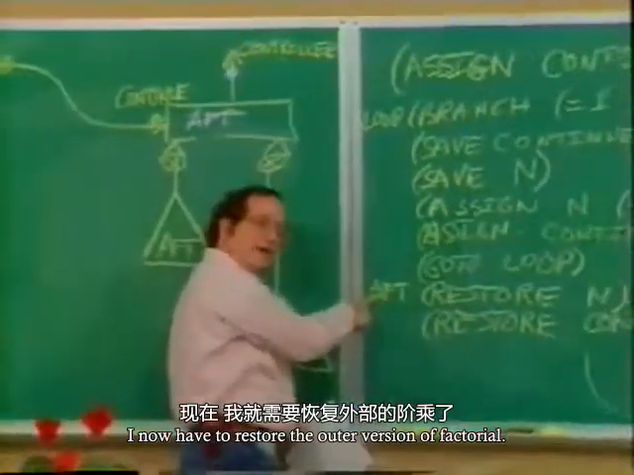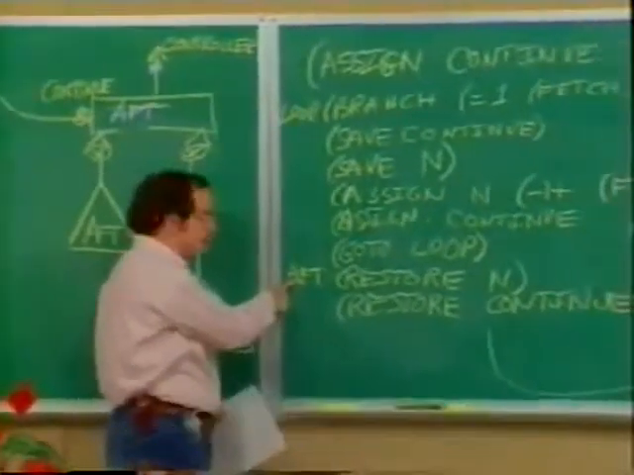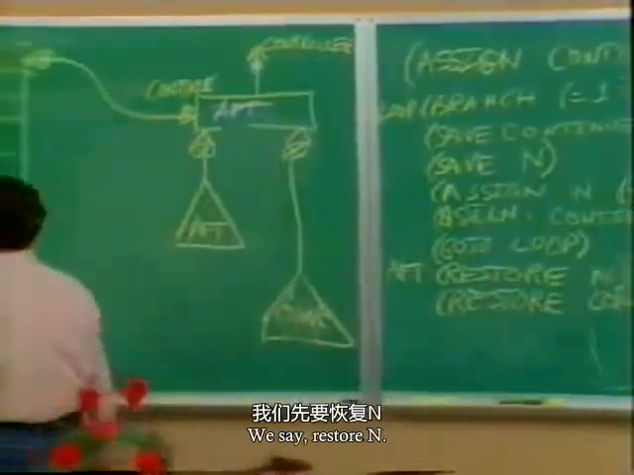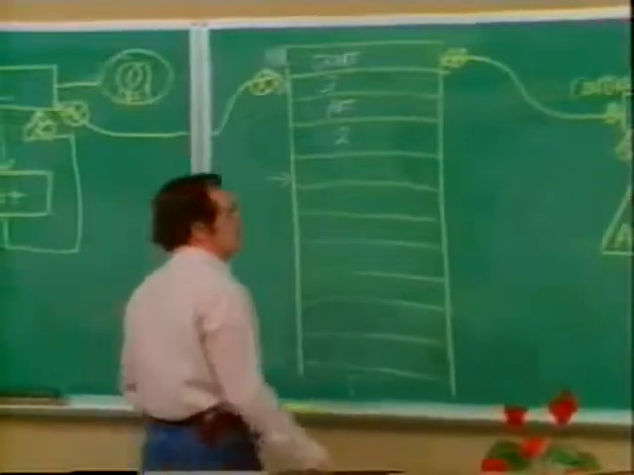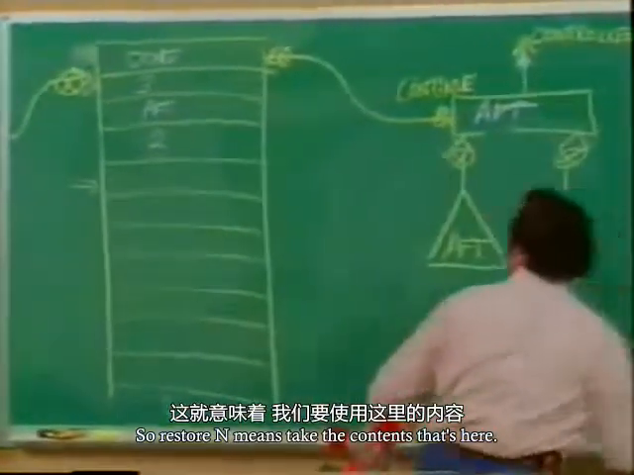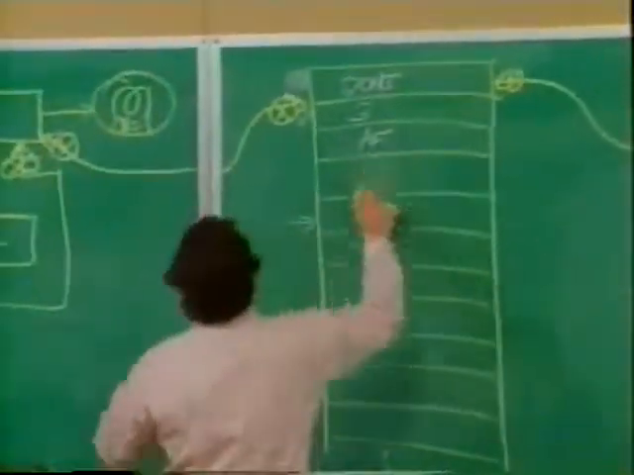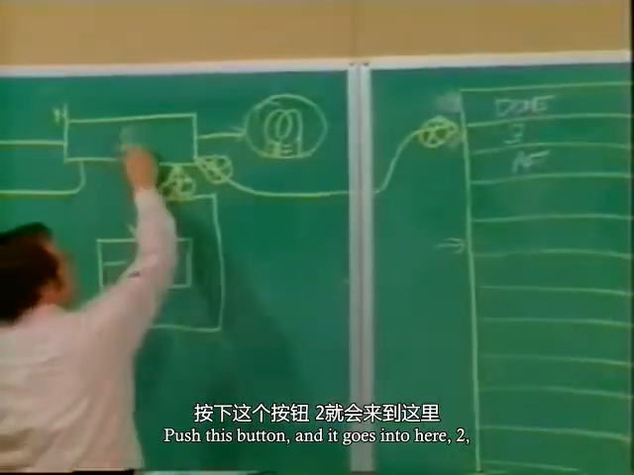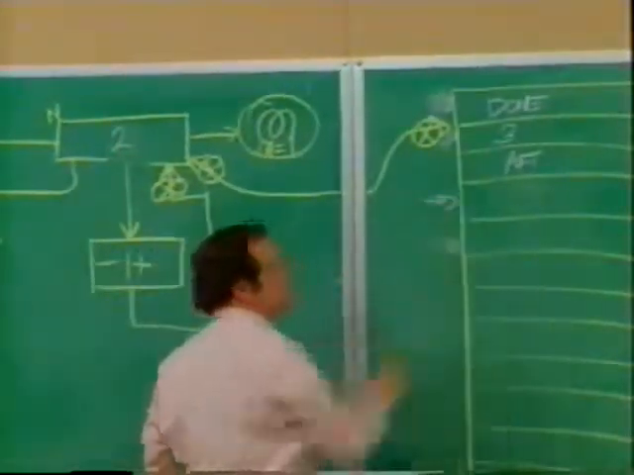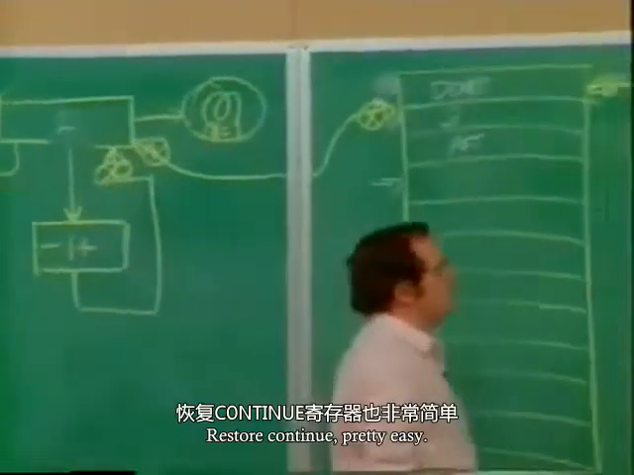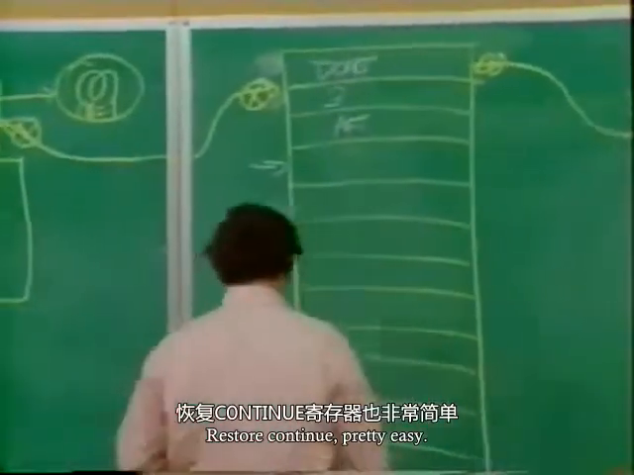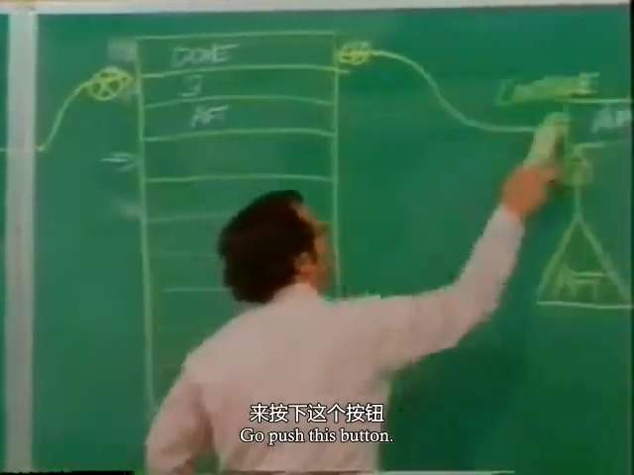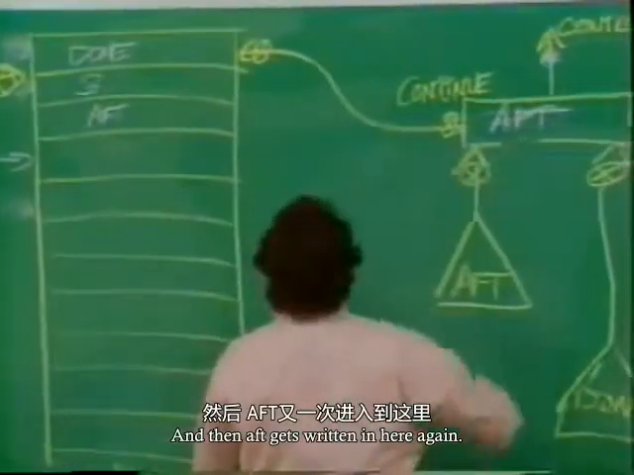I now have to restore the outer version of factorial. So we go here, and we say, restore n. Restore n means take the contents that's here, push this button, and it goes into here. 2, and the pointer moves up. Okay? Restore continue. Pretty easy. Go push this button, and then aft gets written in here again.